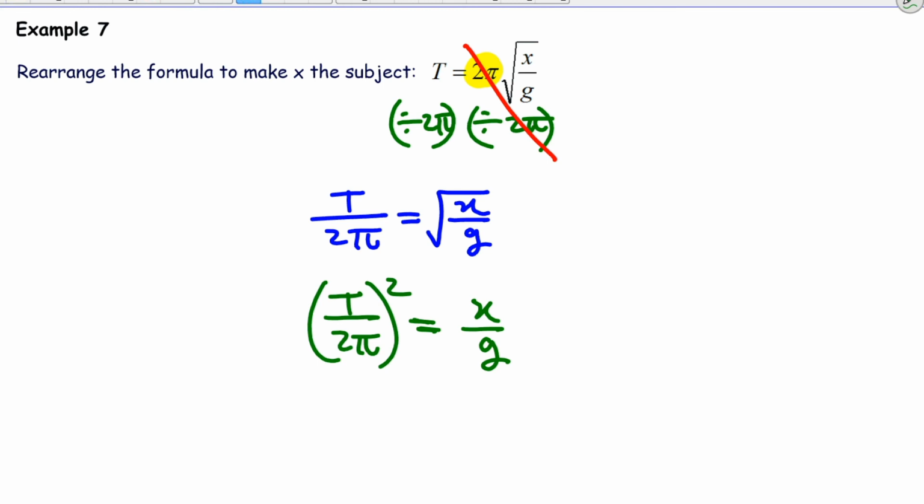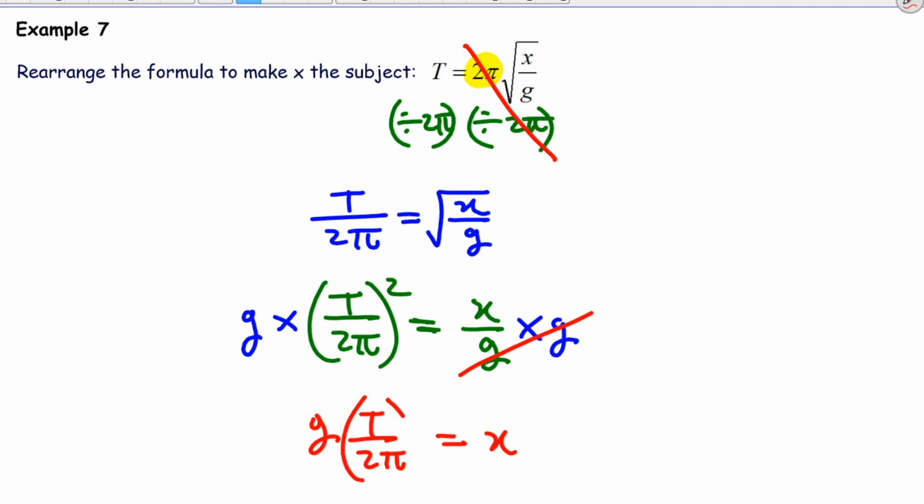And then multiplied by g on each side. Multiplied by g here, multiplied by g there. g and g cancel. So basically x will be equal to g multiplied by t over 2 pi, squared.